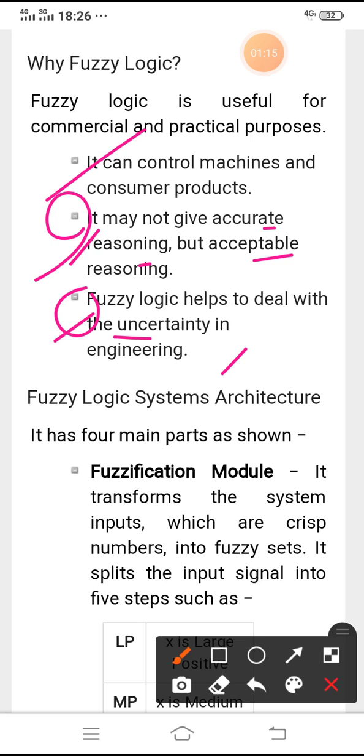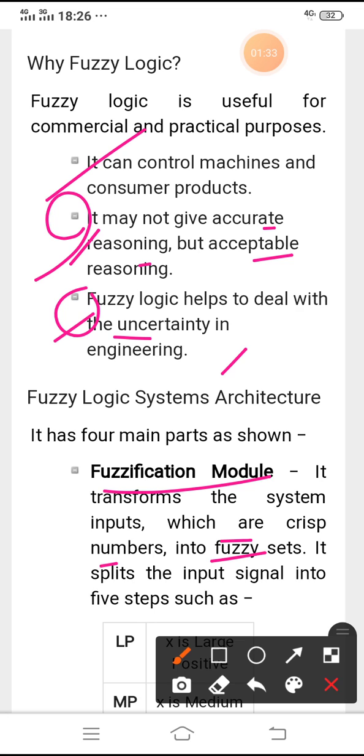Next is fuzzy logic system architecture, how the fuzzy logic system architecture is formed. It has four main parts. First one is the fuzzification module. What is the fuzzification module? It transforms the system inputs, which are crisp numbers, into fuzzy sets.